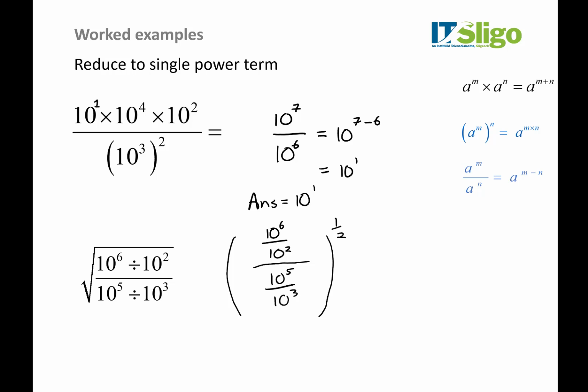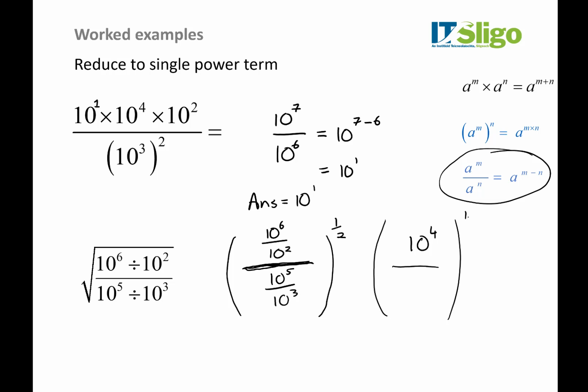And now, guys, on the top of this line, I have 10 to the power of 6 divided by 10 to the power of 2. Using rule 2, I'm going to subtract the powers, and that will be 10 to the power of 4. Now my 10 to the power of a half, my square root, is still waiting. Below the line now, guys, I have 10 to the power of 5 divided by 10 to the power of 3. Again, I subtract the lower power from the upper power, 5 minus 3.